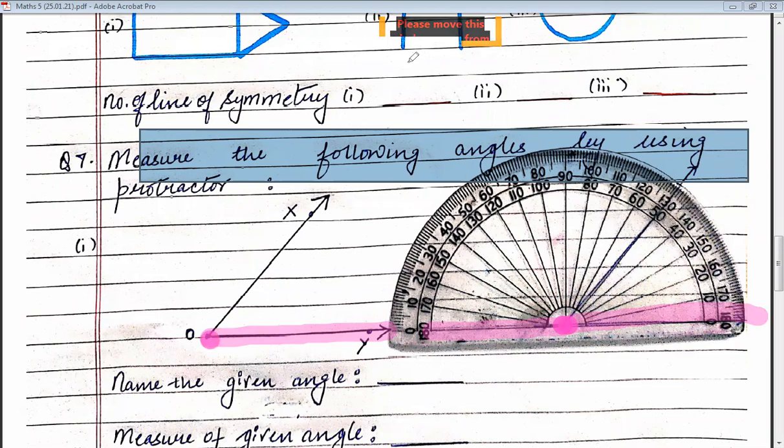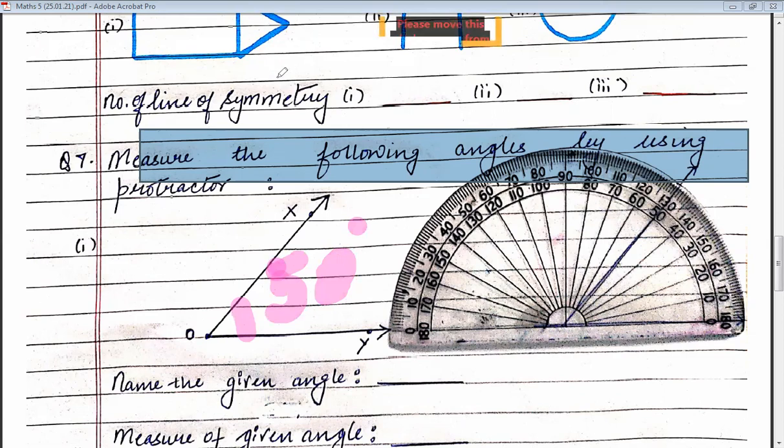Okay, now the way I have kept, just look carefully, your OY and the baseline is coinciding with each other, and the center of the protractor is at point O. Now your OX is going at this point. So now can you see what is the point here? 50, because you will start your reading from the lower curve: 0, 10, 20, 30, 40, and 50. So now children, what is the measurement of this angle? You can write here that angle XOY is equal to 50 degree. Is it clear?